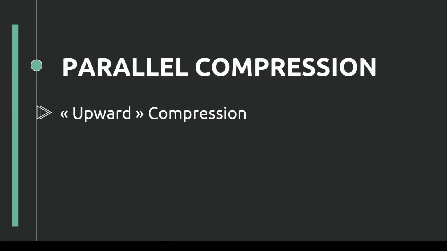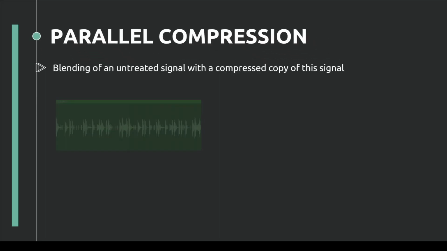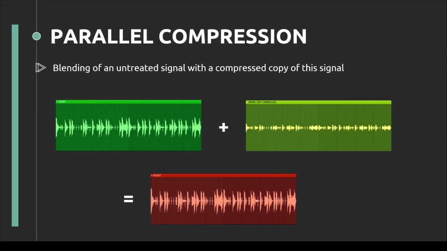To understand that, let's first define what parallel compression is. Parallel compression is the blending of an untreated signal with a compressed copy of this signal. Most of the time we set the compressor to have a big amount of compression on the copy. So instead of crushing the peaks to make them closer to the dips, we push up the dips to make them closer to the peaks.